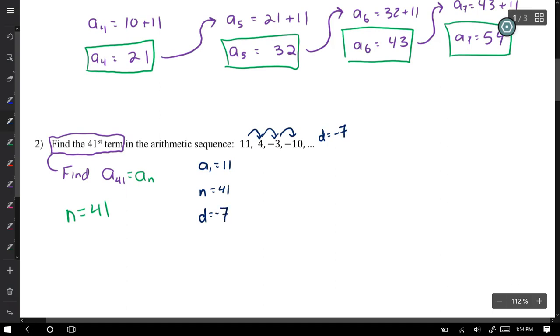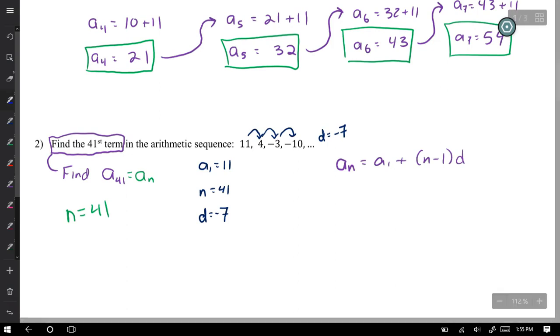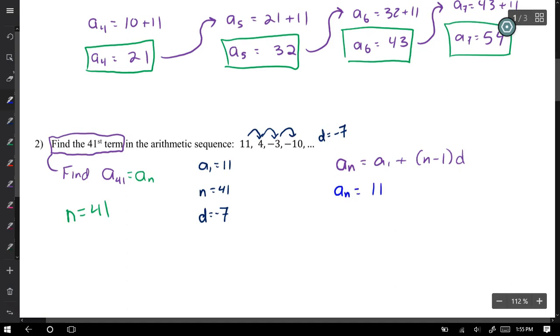So it says arithmetic sequence, so I'm going to write down my arithmetic sequence formula. a sub n equals a1 plus n minus 1 times d. Well, main idea for any formula is if you don't know what to do, plug in what you know, solve for what you don't know. I don't know a sub n. I know a1 is 11. I know my n is 41, so 41 minus 1. And my difference is negative 7.